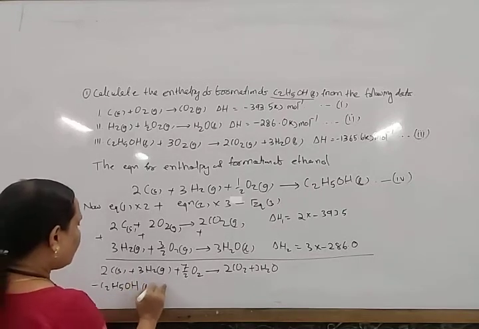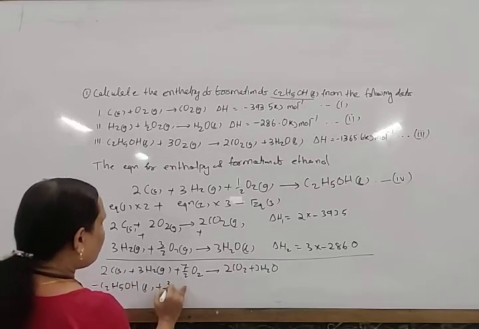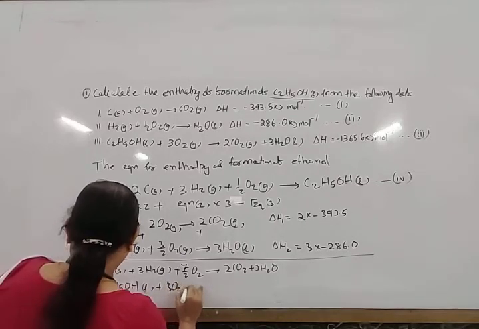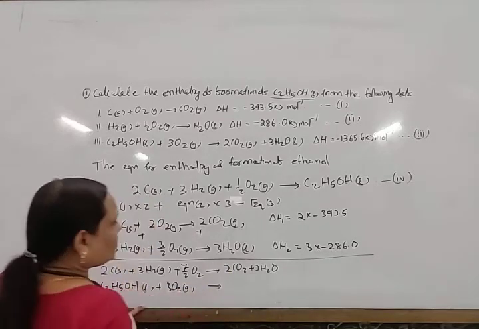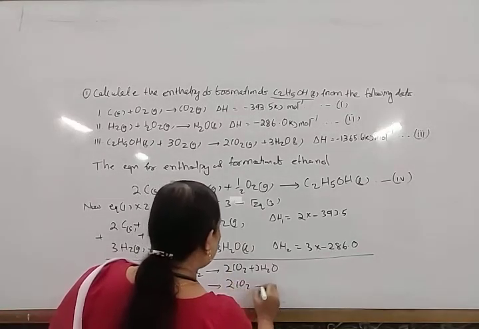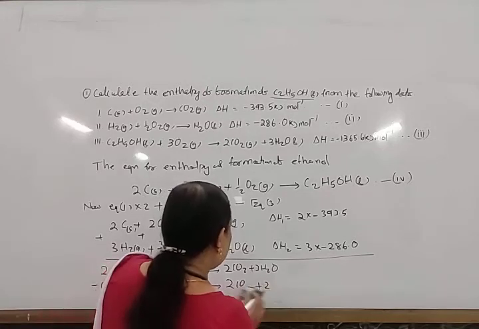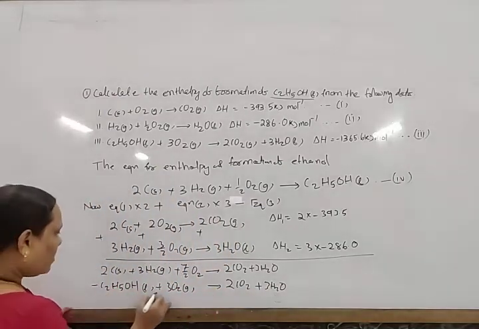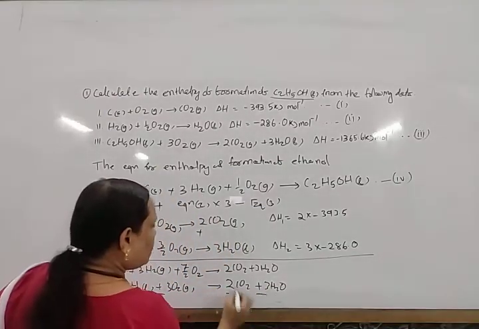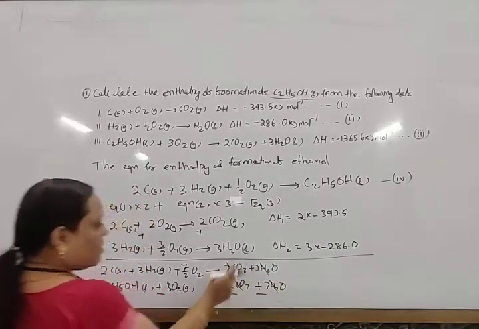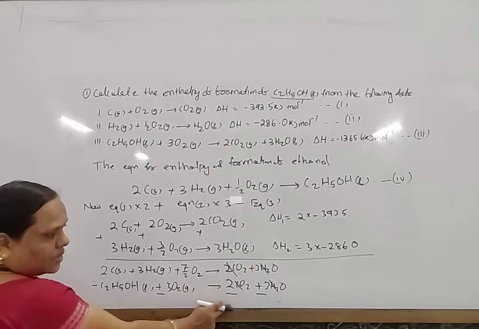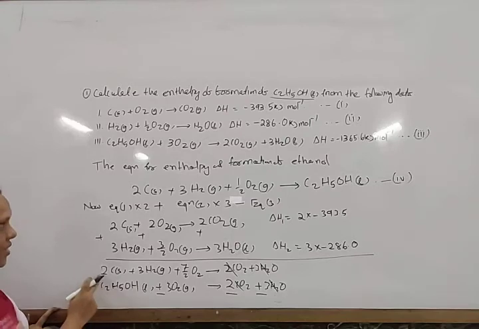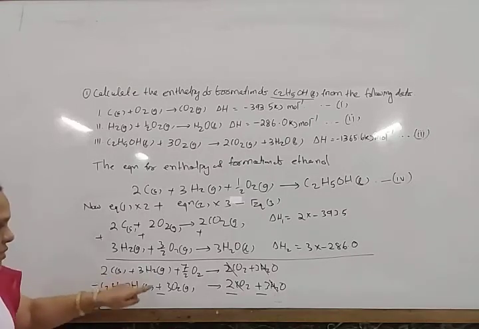So minus C2H5OH liquid plus 3O2 gas give rise to 2CO2 plus 3H2O. In this way, minus here, minus here, minus here, minus here. So minus 2CO2 plus 2CO2 cancels, and minus 3H2O plus 3H2O cancels. So in this way we have 2C solid, 3H2 gas, and 7 by 2 O2.